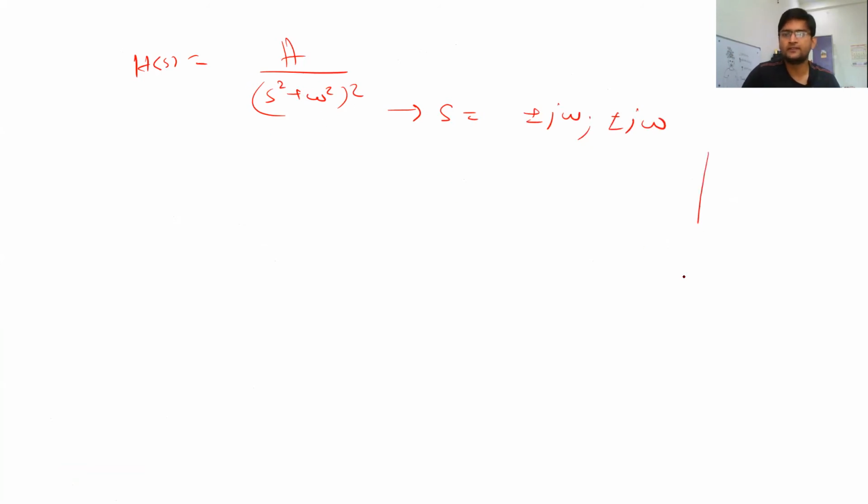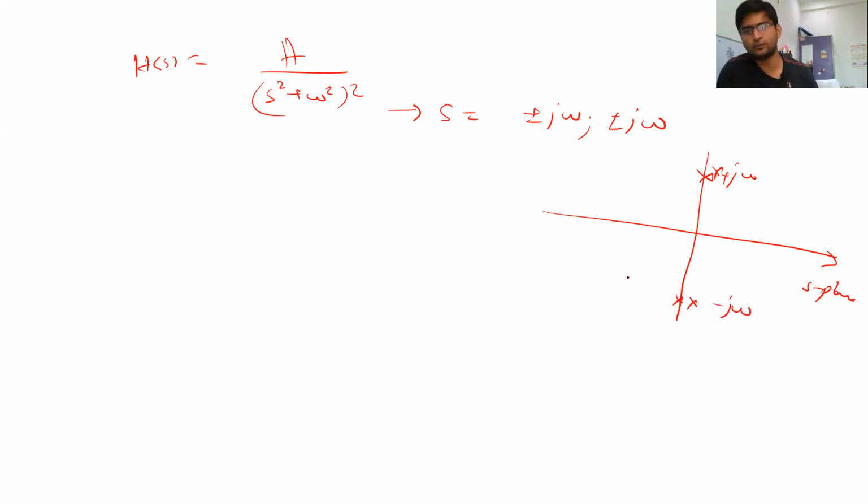If I represent this on the S plane, you will have two poles at a single point, plus j omega, and here also you will have two poles at a single point, minus j omega. So now your poles are not simple. Can you tell me what will happen to its stability?